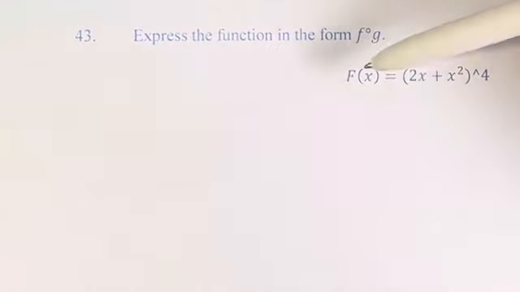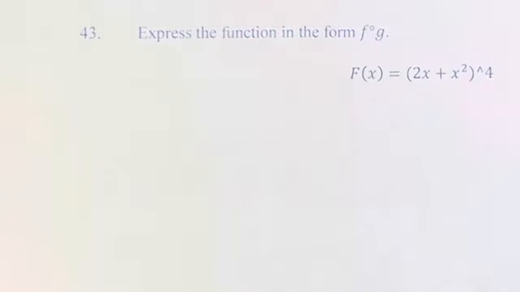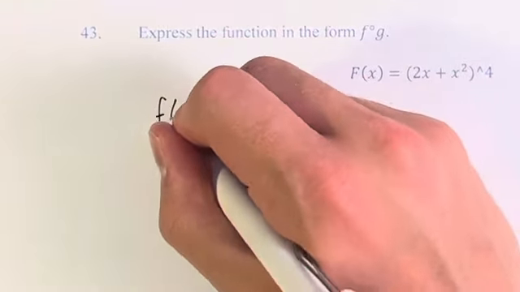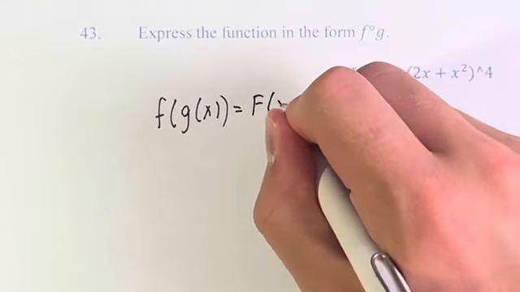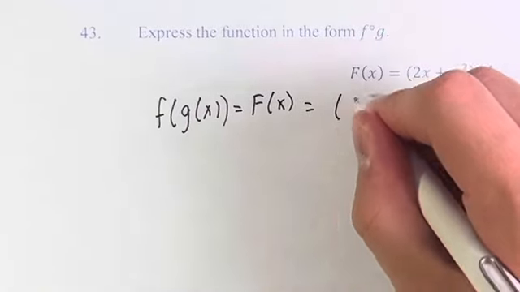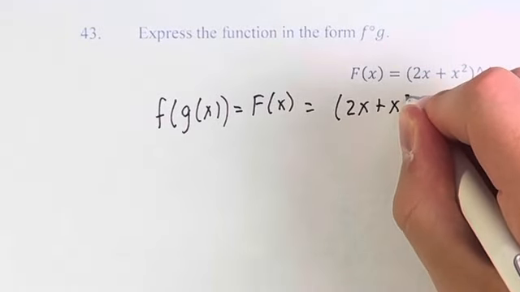In this problem, we're given the function f of x is equal to (2x plus x squared) to the fourth power. And we're asked to express this function in the form f of g. So we want f of g of x being equal to f of x, which is (2x plus x squared) to the fourth.